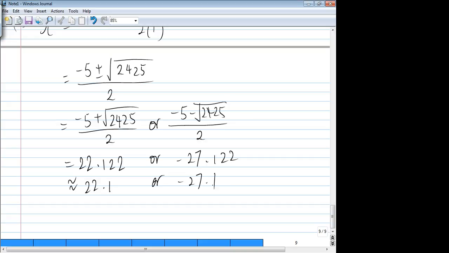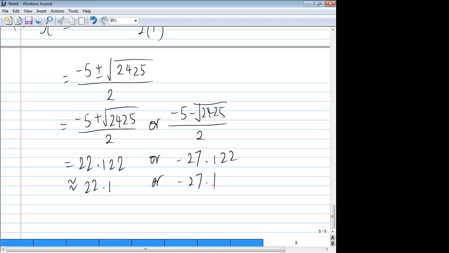What should I do next? Reject. Why? Because they say that x is the average speed, right? So can your average speed be negative 27.1? Cannot be, right? But I need you to take a closer look at the question, part D. What does the question say in part D? Did they ask you to find the speed x, or did they just ask you to solve? They just say solve, right?